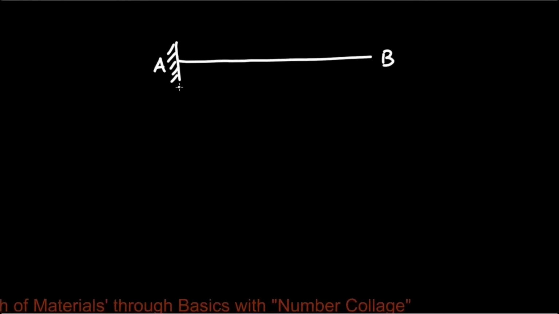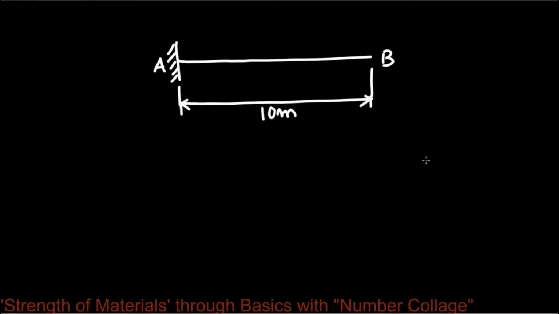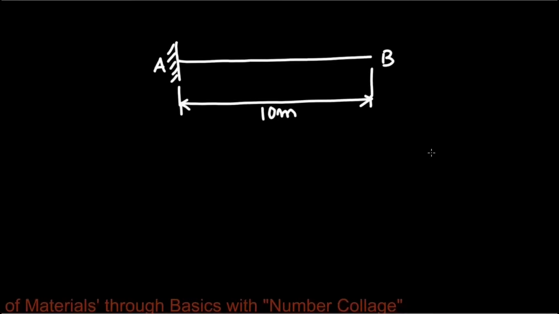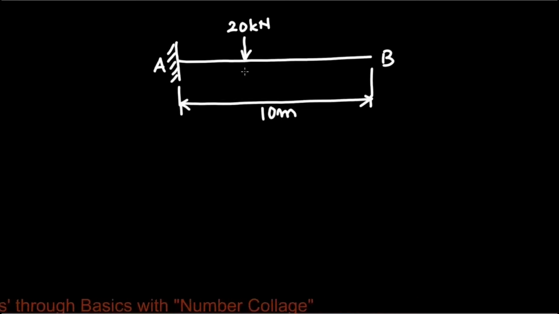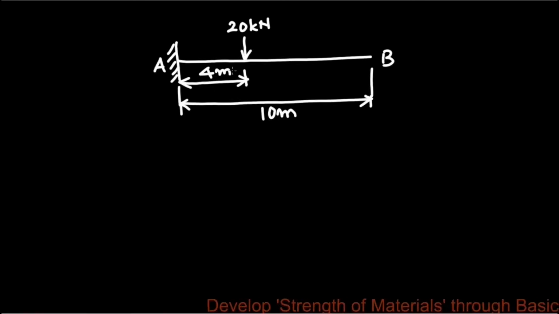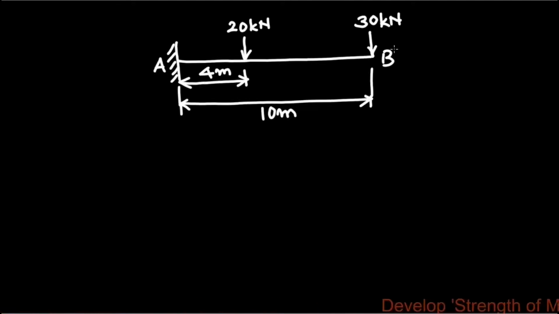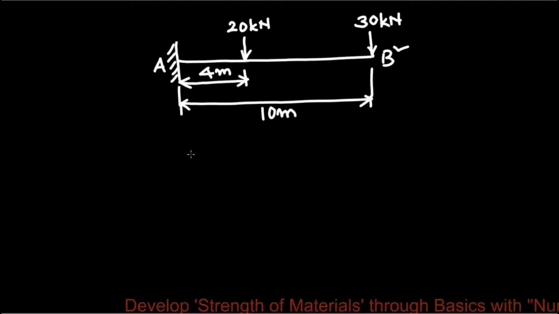A cantilever beam AB of span 10 meter carries 2 point loads of magnitude 20 kilonewton at 4 meter from the fixed end and 30 kilonewton at the free end B. We have to draw the shear force and bending moment diagram.